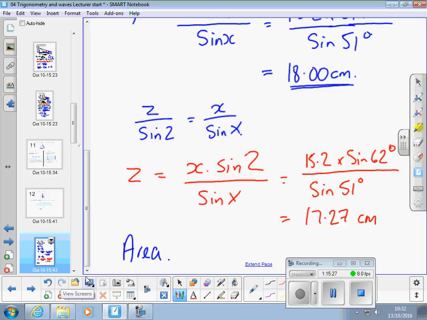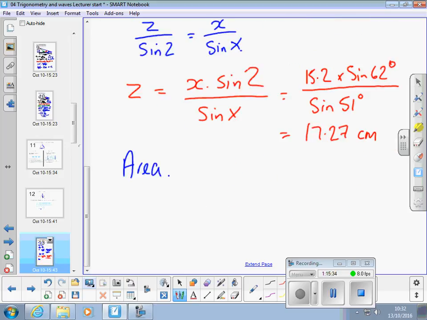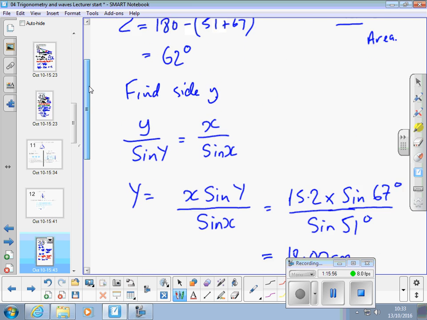Let's have a look how he's done it. He's used area equals half of xy times the sine of z. Looks like it. So how does that reflect on information given?